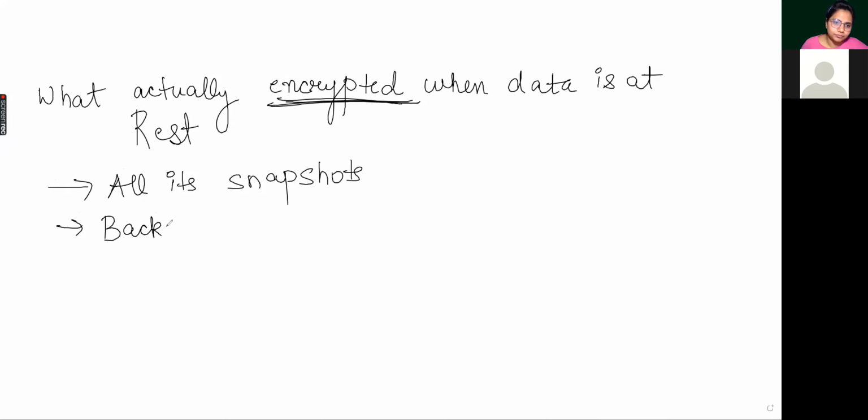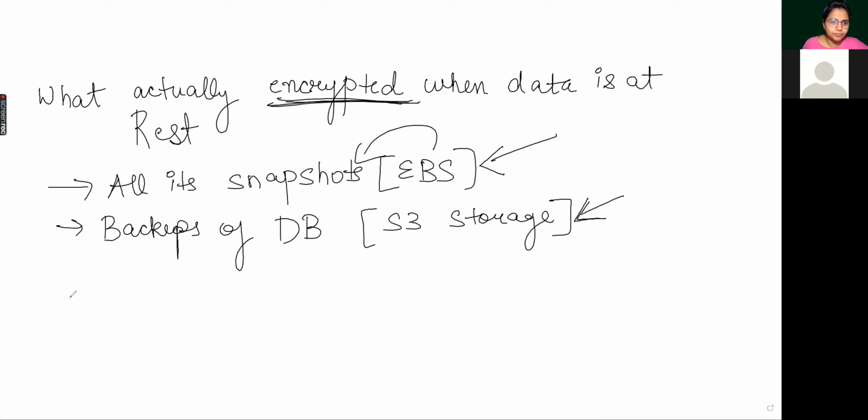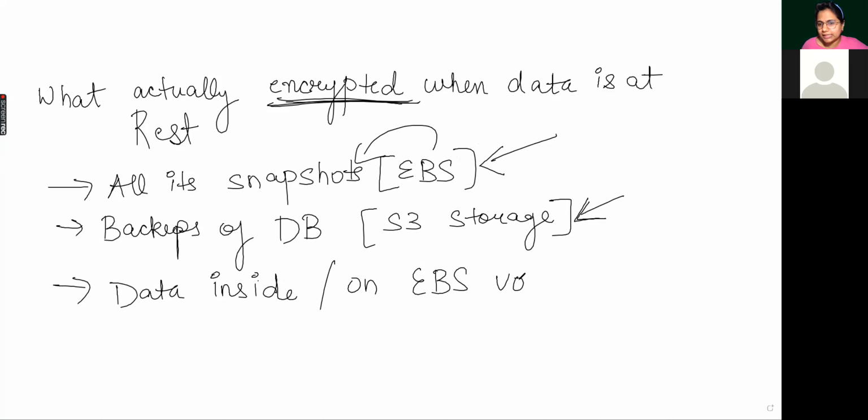Backup of the database which is in S3 storage, all the data inside the S3 storage will be encrypted. This is the EBS one, because snapshots are there, so this data will be encrypted. Data on the EBS volume will be encrypted. All the data inside the EBS volume will be encrypted.